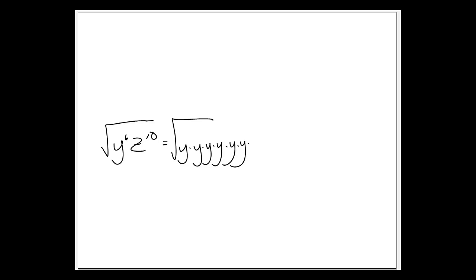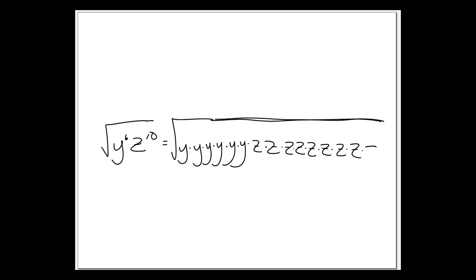Okay, we're going to do the square root of y to the 6th, z to the 10th. This can be written as y times y times y times y times y times y times z times z times z times z times z times z times z times z times z times z. Got to make sure that there are 6 of the y's and 10 of the z's, because that's what our exponents are telling us.